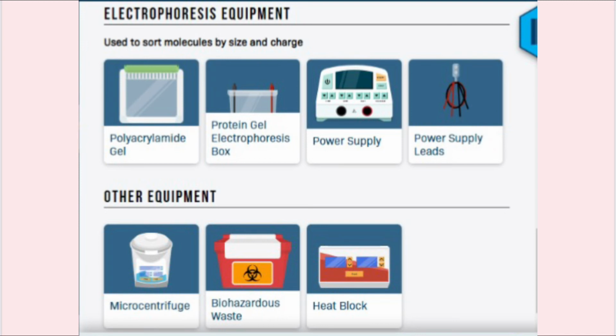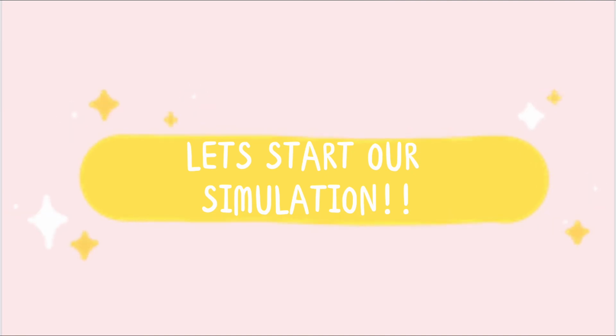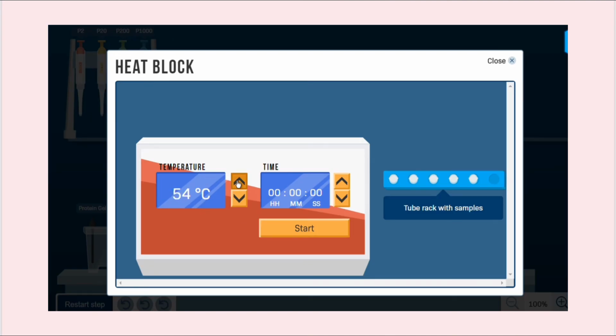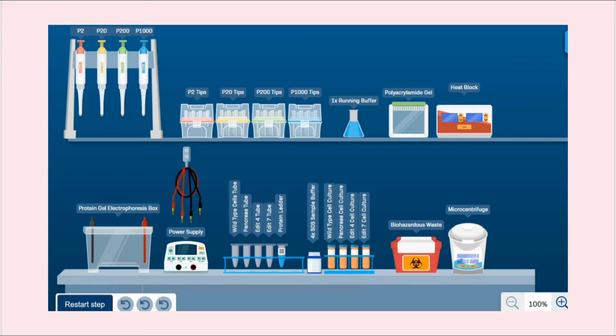The last one is the heat block. The heat block is used to incubate samples at a constant temperature over a long period of time. It has a temperature range from room temperature to 100 degrees Celsius. So let's start our simulation. Firstly, increase the heat block temperature to 95 degrees Celsius.